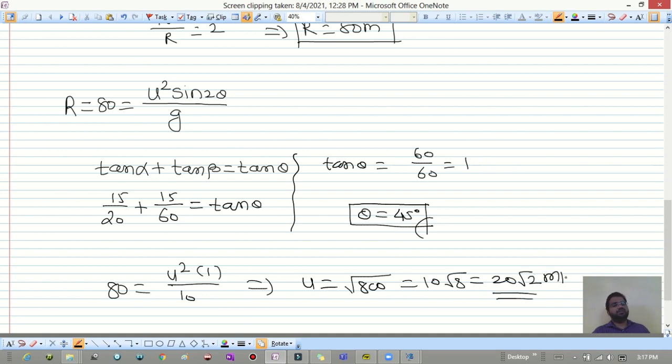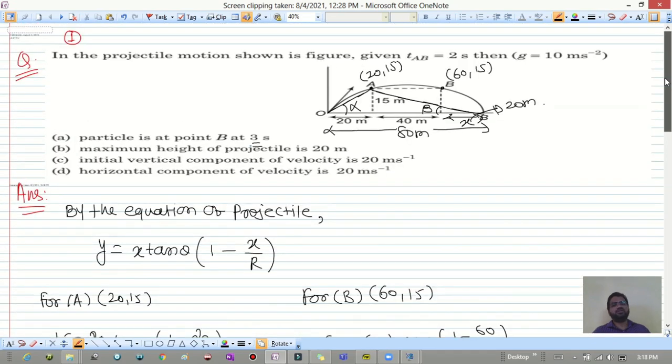20√2 meter per second. So this is the initial velocity which we have, right? This is the initial velocity, that is 20√2 at an angle 45 degree. So what is the horizontal component? It is 20 meter per second. What is the initial vertical component? 20 meter per second.